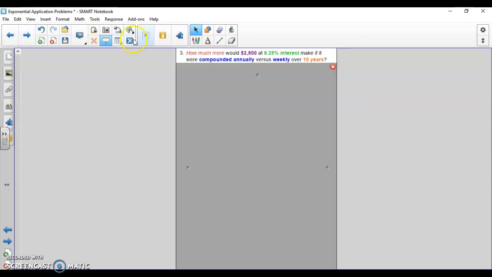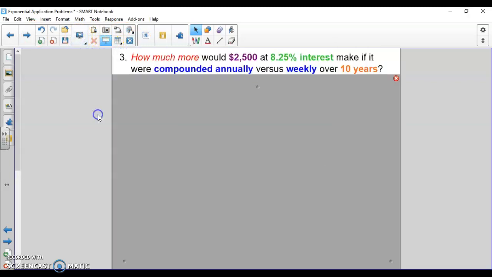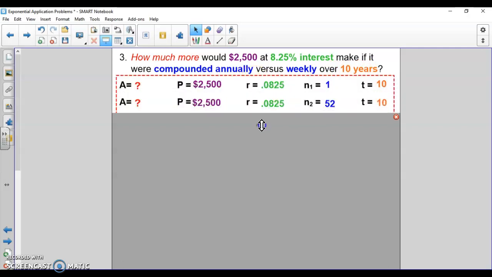Next one, we switch it up a little bit more though. I'm asking how much more would 2,500 make at 8.25% interest if it were compounded annually versus weekly over 10 years. Now, on the worksheet, I'm going to give you 2 setups here. I need to plug this into 2 formulas. I have 2 different n values. I have one that's compounded annually, so 1 time, one that's compounded weekly, so 52 times.